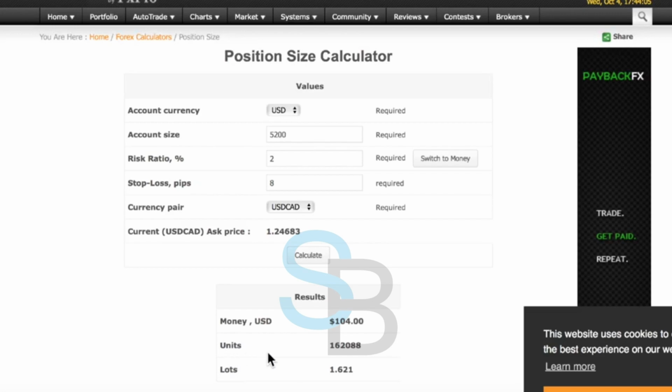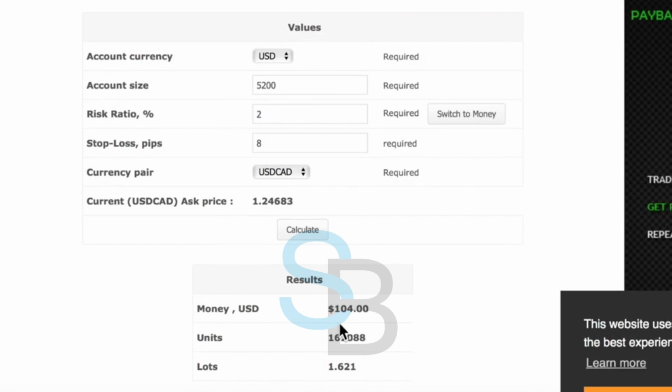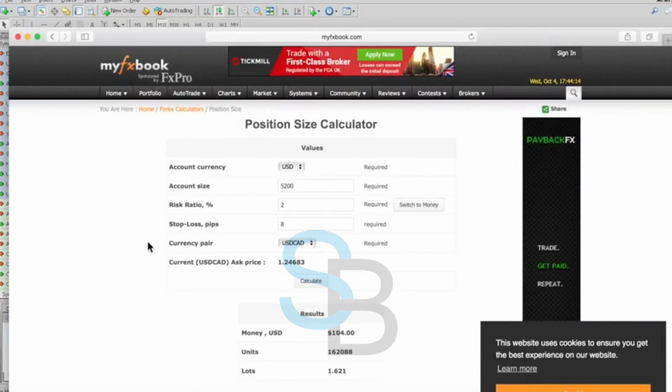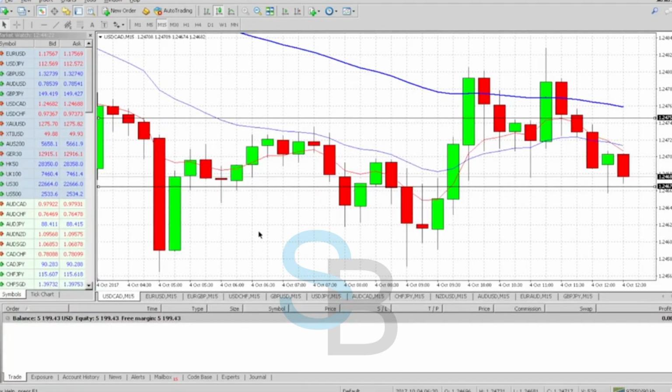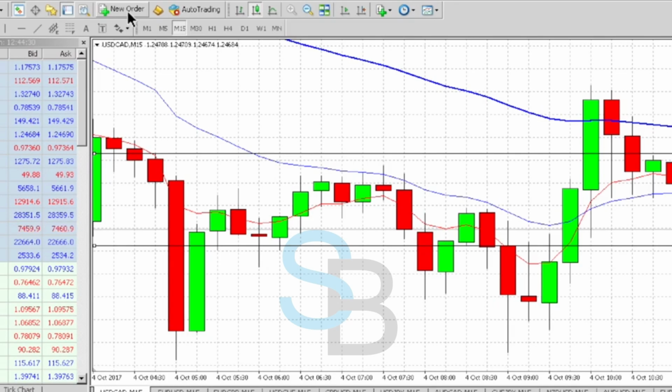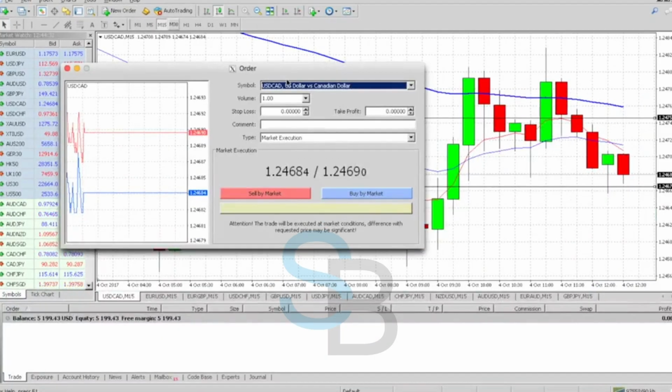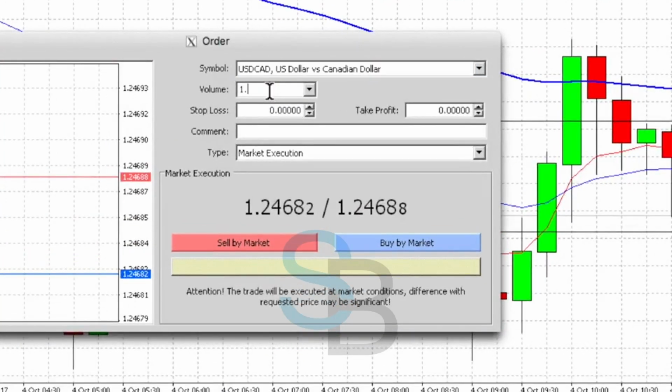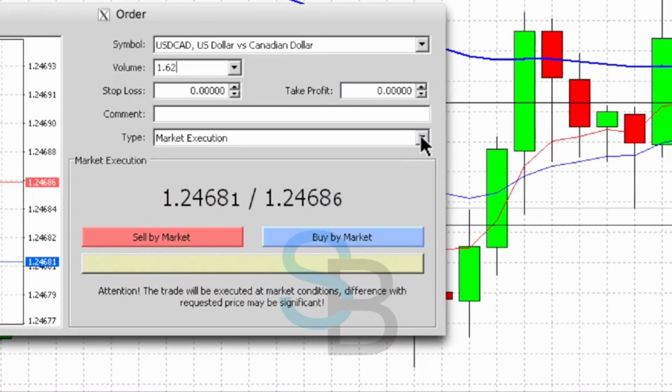I have to buy 1.62 lots, or 162,000 US dollars worth. So 1.62 lots. I can get ready my order. I'm going to click trade. Okay, new order. So volume will be 1.62. All right, and market execution means enter the market price.